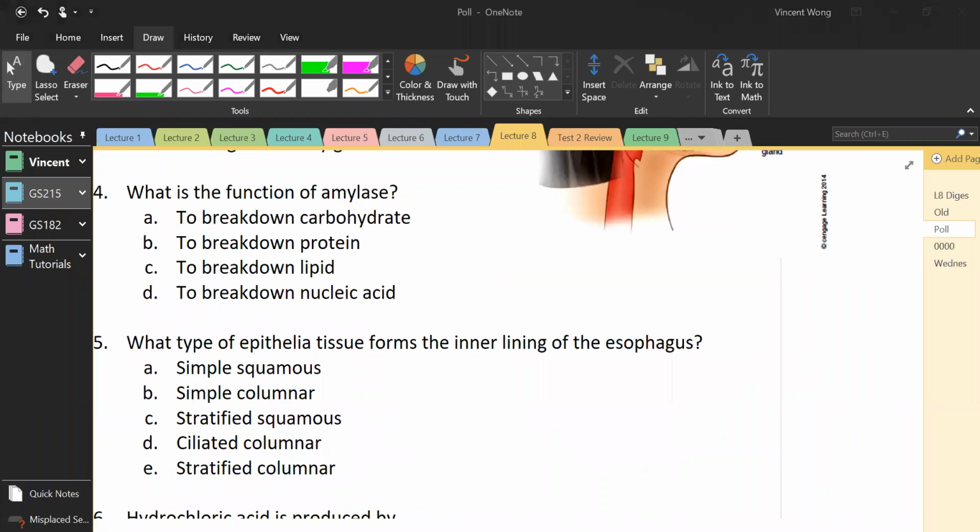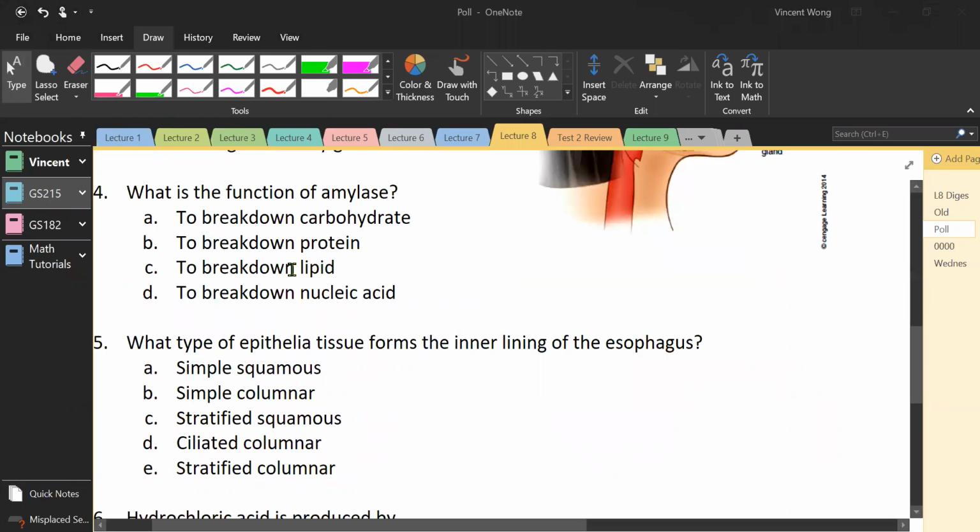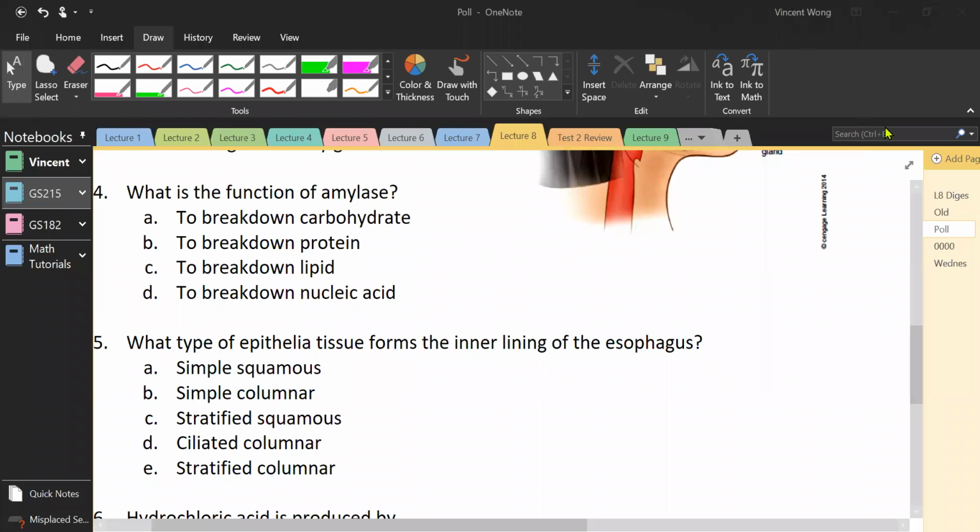I expect the next one that everybody gets right. We talked about this several times already today. Please give it a try. Doing number 4.